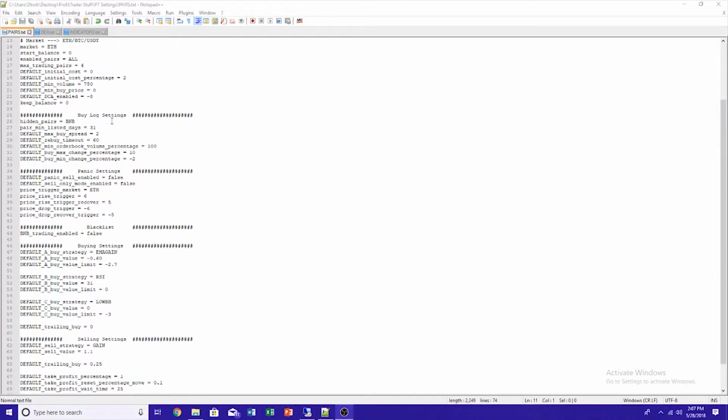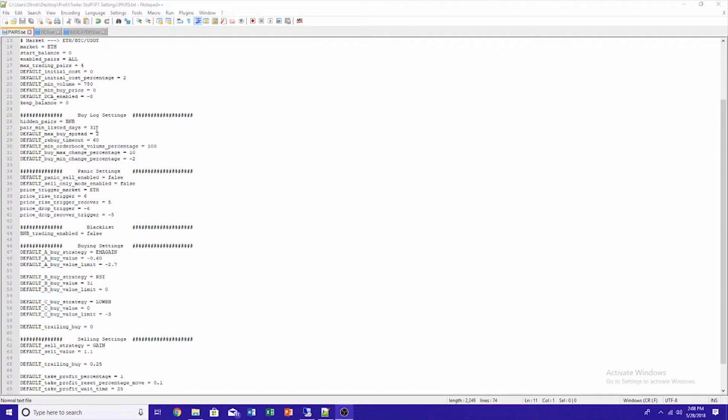So now let's go into the buy log settings. This is like the filtering of the buy log. Hidden pairs: BNB, obviously, if you're trading on Binance, you want BNB to be hidden, because I'm sure a lot of you guys are using it for your trading fees, and if you're not, I don't know what you're doing.